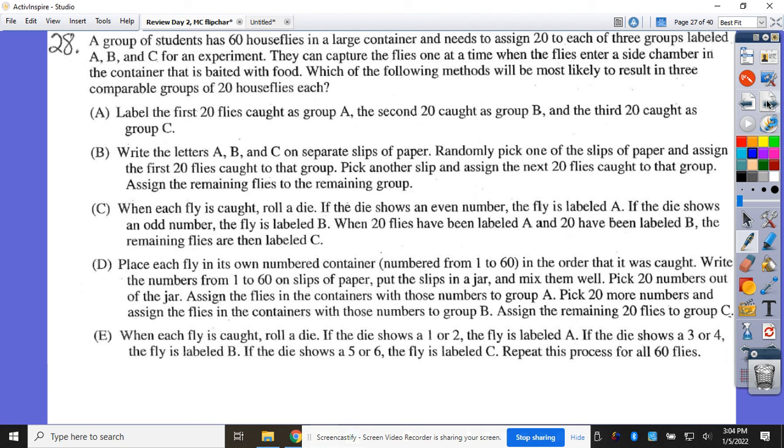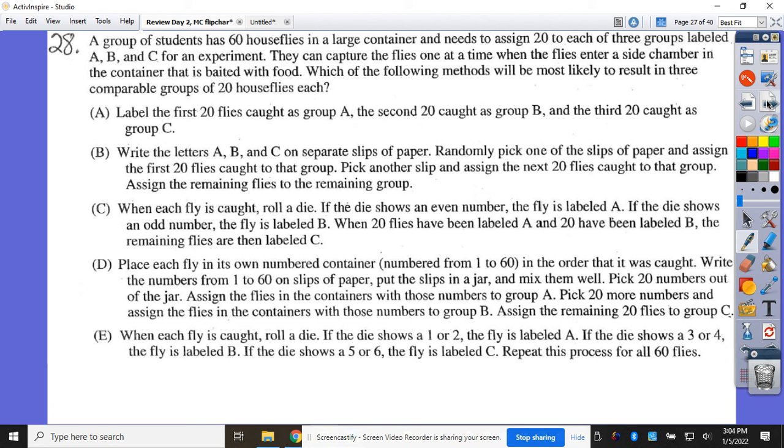Alright, so a group of students have 60 houseflies in a large container and they need to assign 20 to each of 3 different groups. They can capture them one at a time when they fly in the chamber and they want to figure out the most likely result in the 3 comparable groups. So if I want comparable groups, I want to make sure that they are randomized and so that they're not biased in any way.